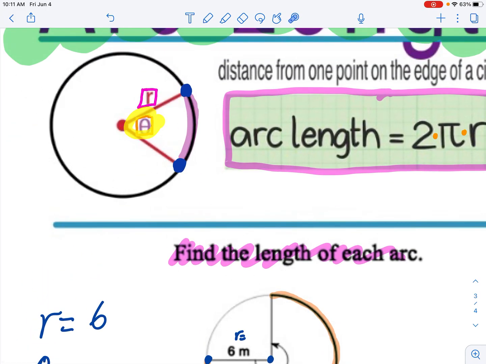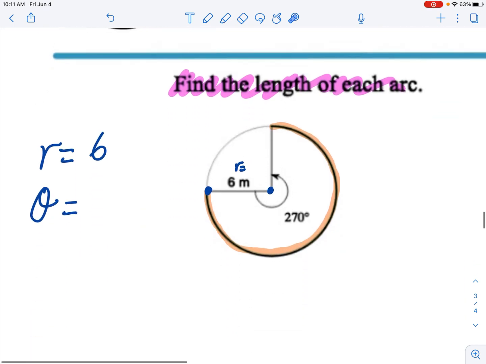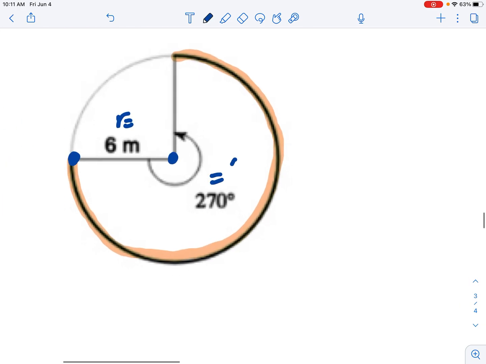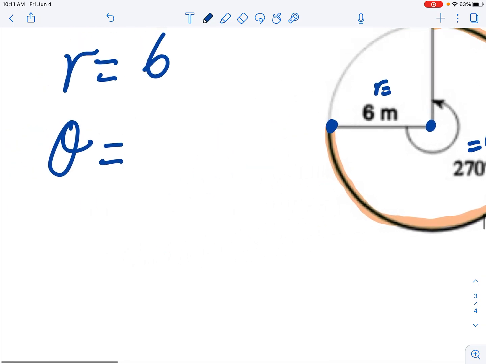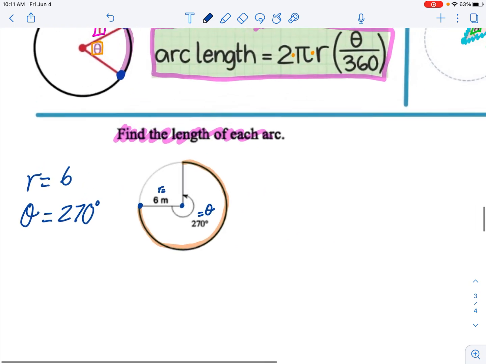Theta is the measurement of the angle inside. Well, the measurement of this huge angle right here is 270. So this is equal to theta. So theta is 270 degrees, right?